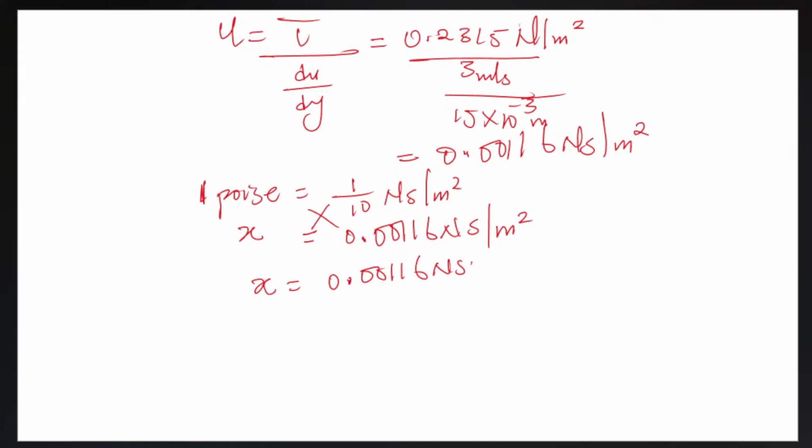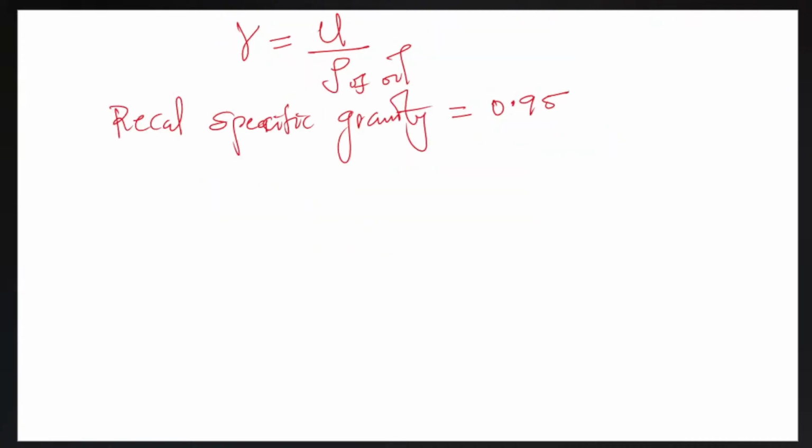So you tell your examiner that you were also given, recall that specific gravity was given to be 0.95. Do we know the density of oil? No, we don't know the value for the density of oil. Now it's left for you to calculate the density of oil.